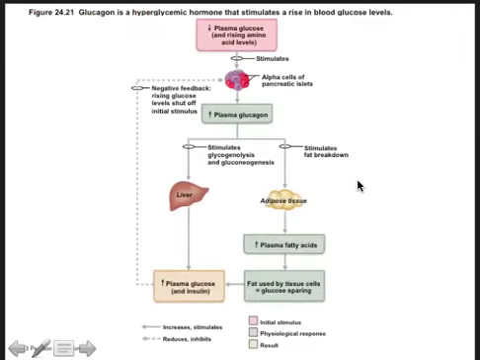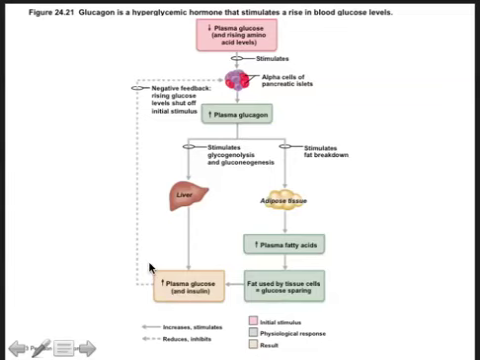And so here you can see some of the effects of glucagon. We see a decline in plasma glucose. The alpha cells release the glucagon. What happens is that the blood levels of the hormone rise. This stimulates glycogenolysis and gluconeogenesis in the liver. This elevates plasma glucose.